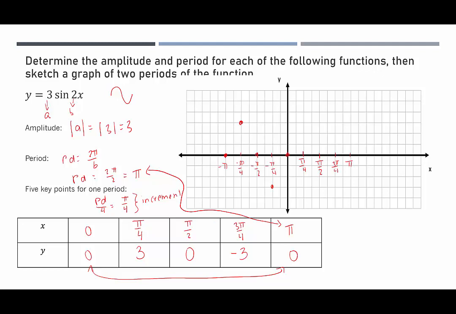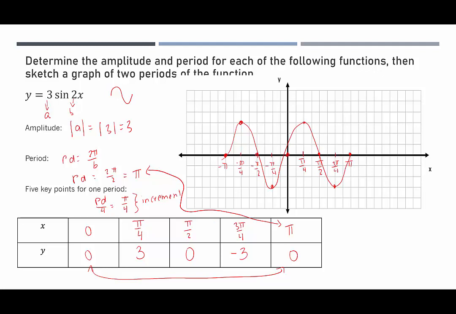So that point 0, 0 ends the period that started at negative pi and also starts the period that starts at 0. So now I have 0, 0, pi over 4, 3, pi over 2, 0, 3 pi over 4, negative 3, pi, 0. And we connect these with a nice smooth curve, right? No sharp points here, not on our sine graph. And that would be 2 complete periods.